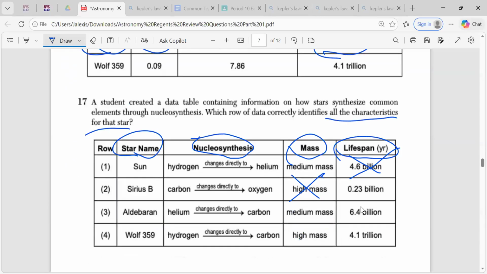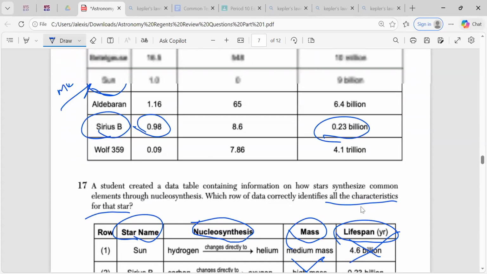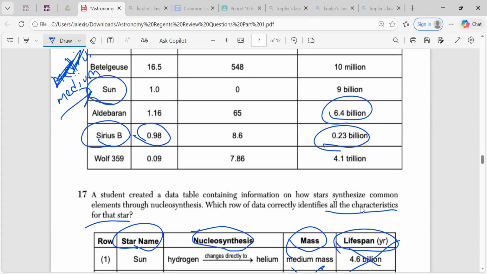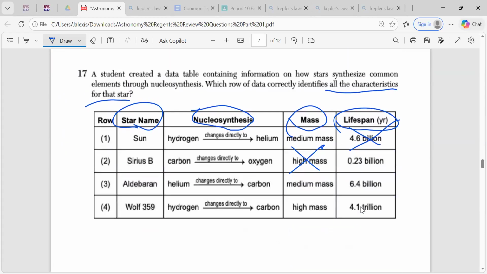And I see the lifespan of 6.4. The 6.4 is correct, right? So this may possibly be an answer.